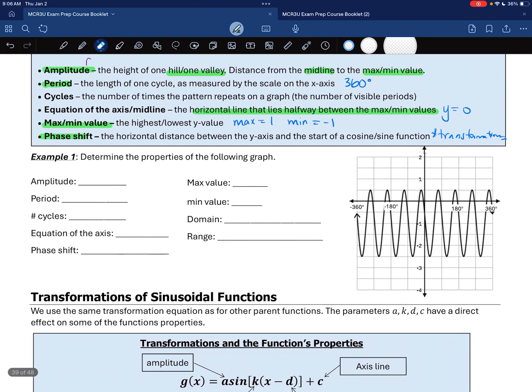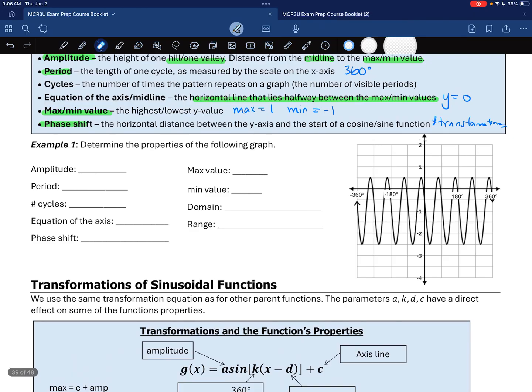Okay, so let's determine the properties of this graph. First thing I always suggest to do is to locate the axis line. So the maximum value here looks like the scale is going up by 0.5. So the max value is at 0.5, and down here this would be negative 2.5.